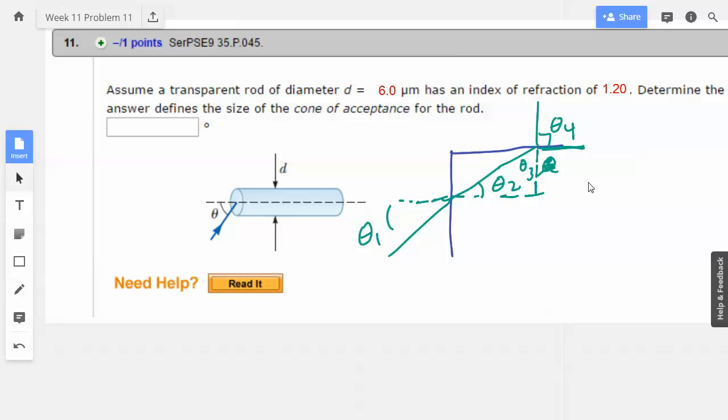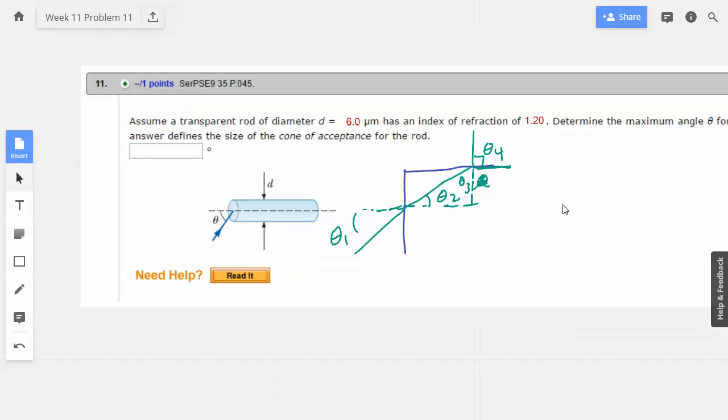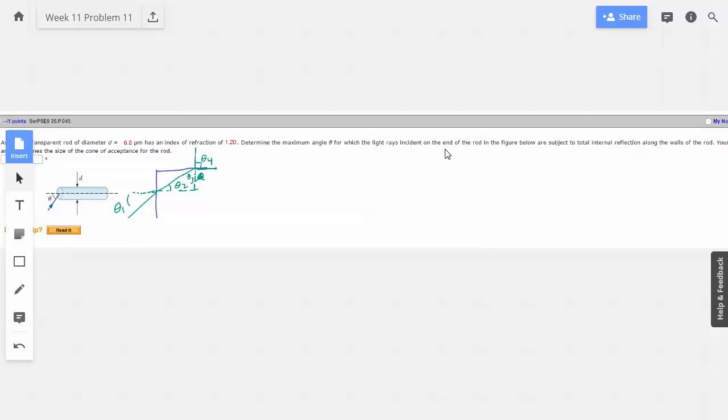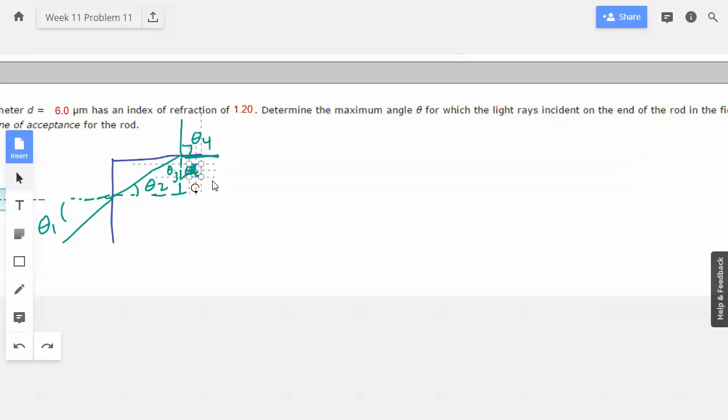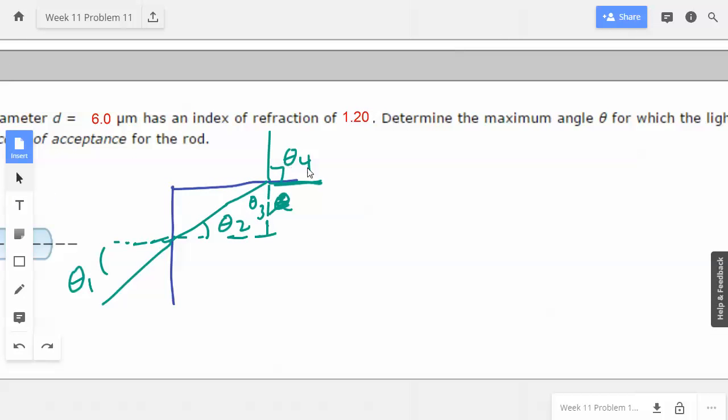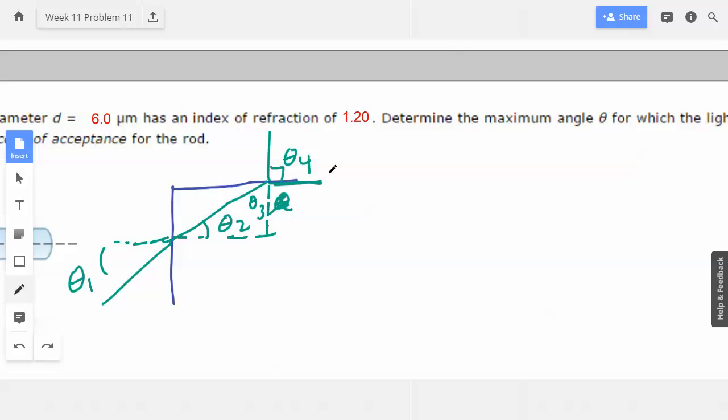Alright, so the concept here then is, they said subject to total internal reflection along the walls of the rod. Which means this guy, theta 4, is going to be 90 degrees along the wall of the rod. Okay, got it. So, we'll do Snell's law again. Sine theta 1 over velocity 1 equals sine theta 2 over velocity 2.